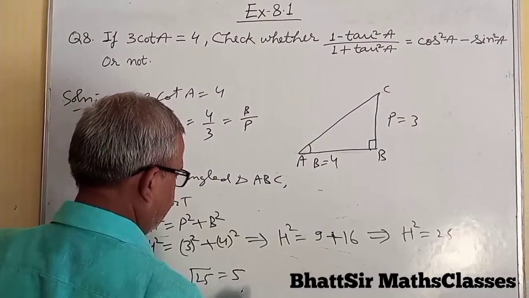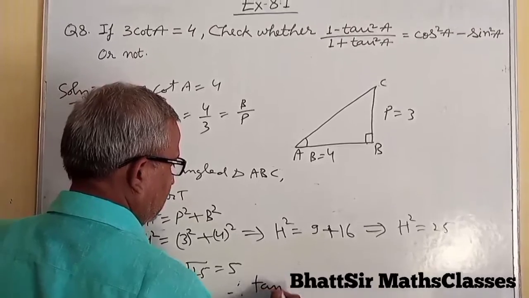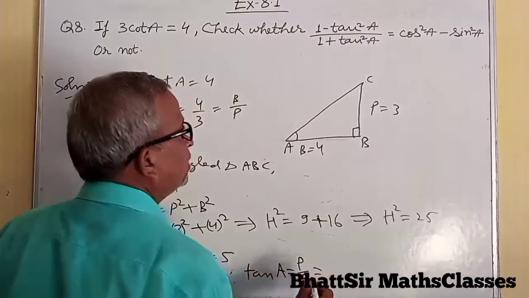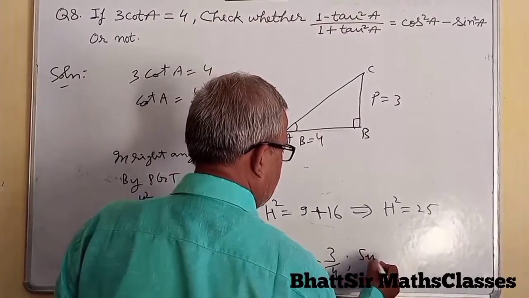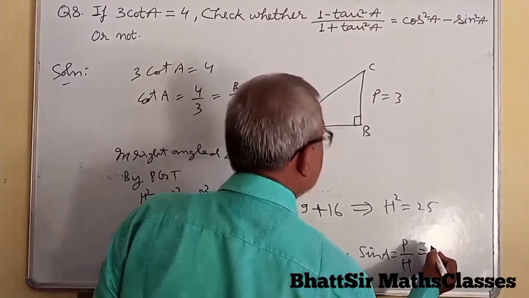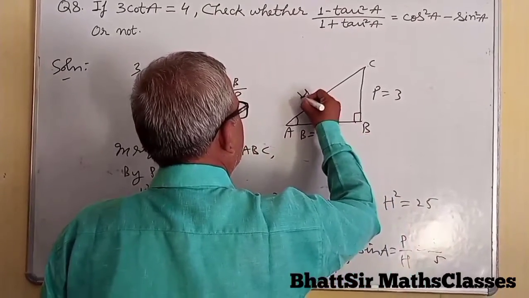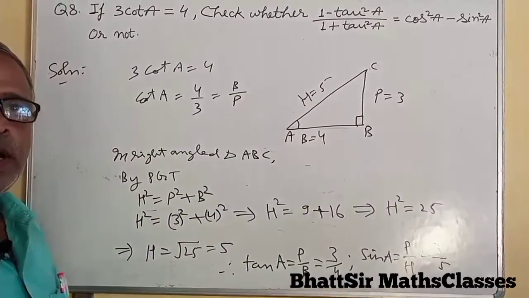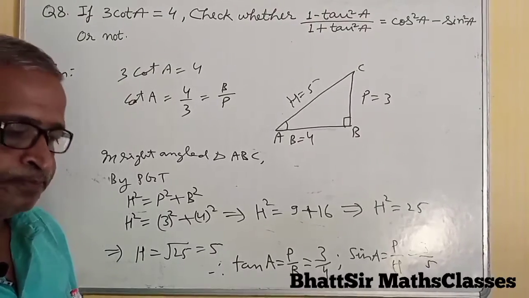Therefore, tan A, perpendicular over base. It means 3 upon 4. Sin A, perpendicular over hypotenuse, 3 upon 5. H equal to 5. Write down in a notebook. I am giving a few seconds to you.